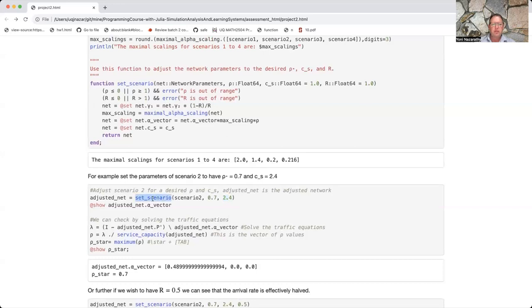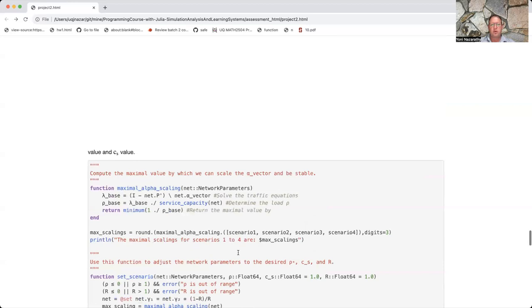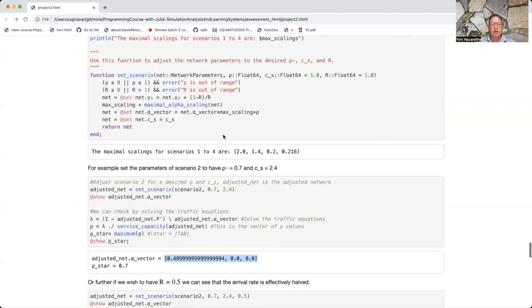So after we do the set scenario, the adjusted alpha is going to be this. Before, it was something else. Alpha was not like this. It was rather 0.5. But now it's going to be a bit less than 0.5, like 0.4900. Okay, so we scaled it as follows.